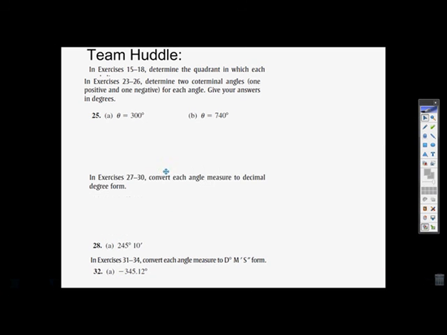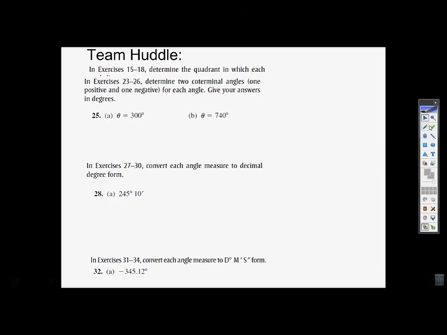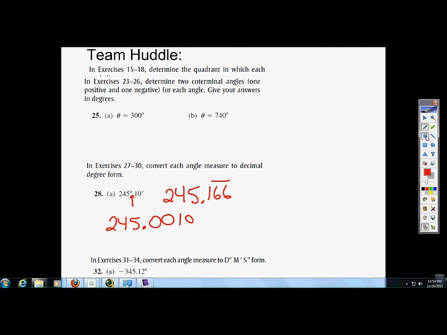These last ones here, these are just button pushing on the calculator. For number 28, you should have gotten 245.166 repeating degrees. If you did not get that answer, note here that there are no minutes involved. There are 10 seconds, but no minutes. So to punch that in the calculator, you want to punch in 245.00 minutes, 10 seconds, and then do the conversion.